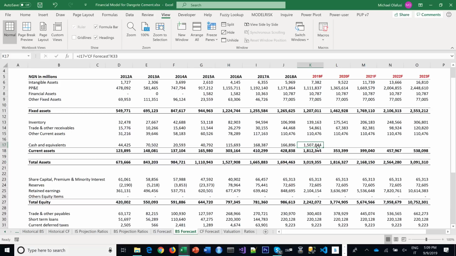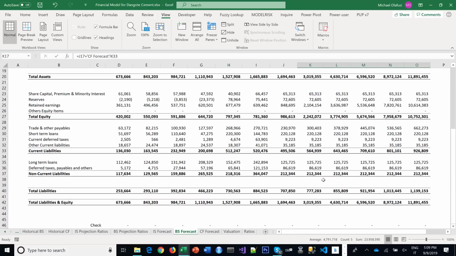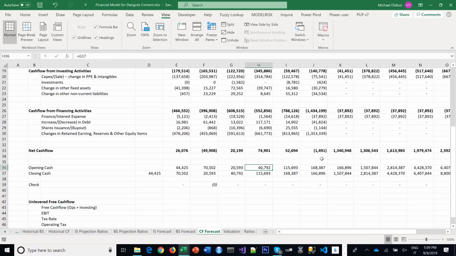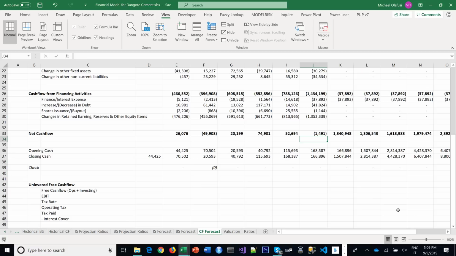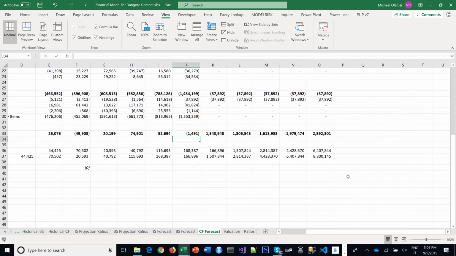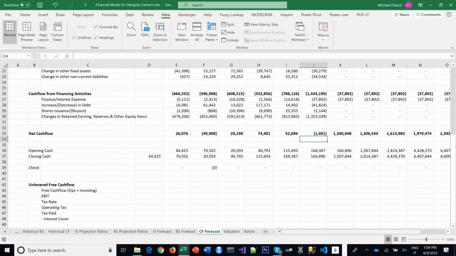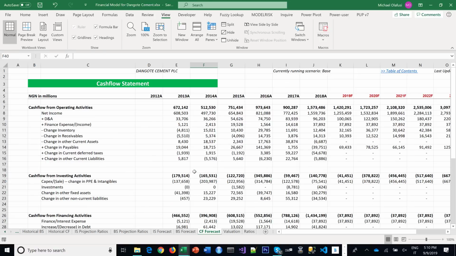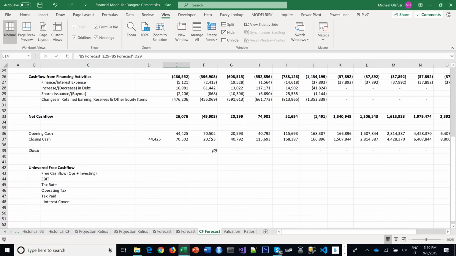And I can drag this forward, and okay, so this is now balancing out. And if I check this out, yeah, so this is also balanced. Yay! So now we're done with the major work. If you are just interested in financial statement forecast, this is probably where you will stop. But for us, we need to go further.